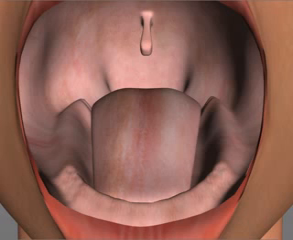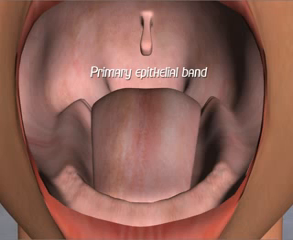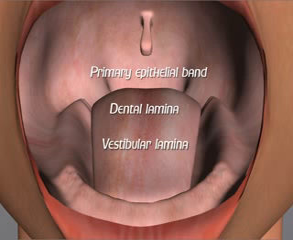Each band of epithelium, called the primary epithelial band, quickly gives rise to two subdivisions. Firstly, the dental lamina, which forms first, and then the vestibular lamina, which forms shortly afterward and which is positioned just in front of the dental lamina.